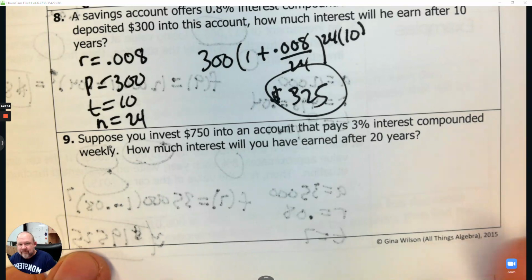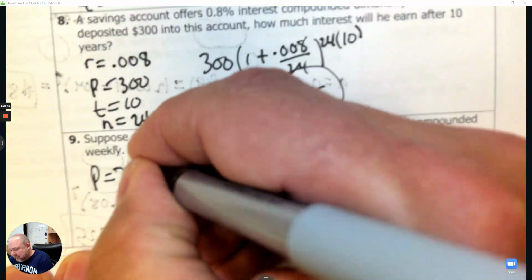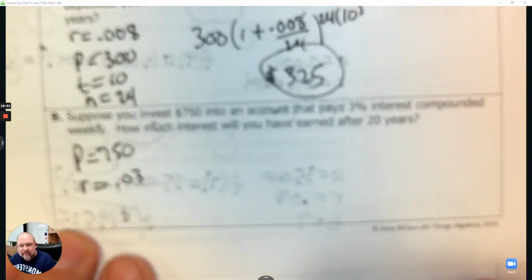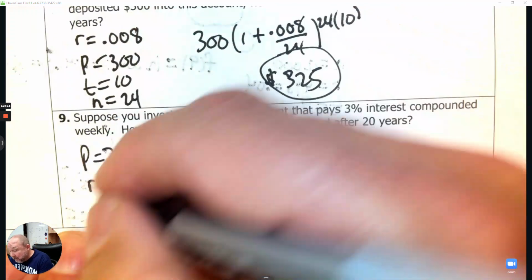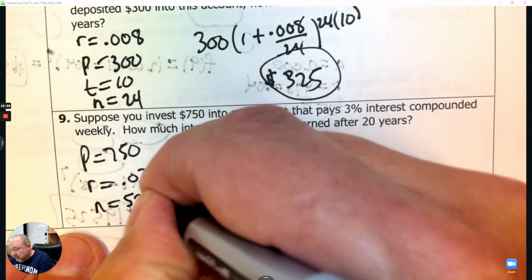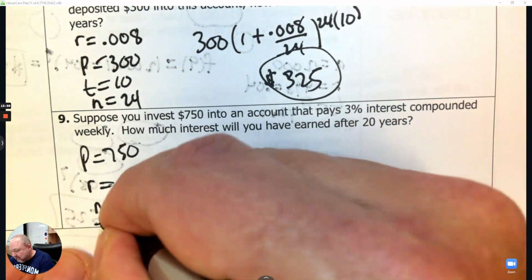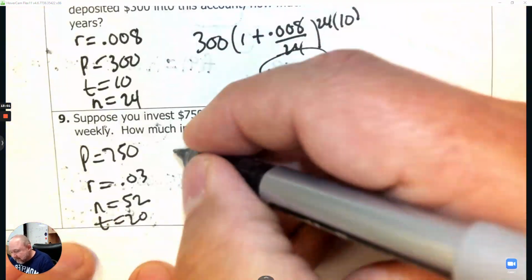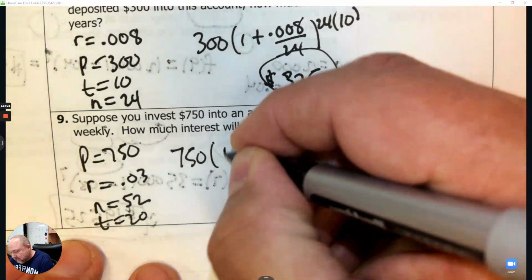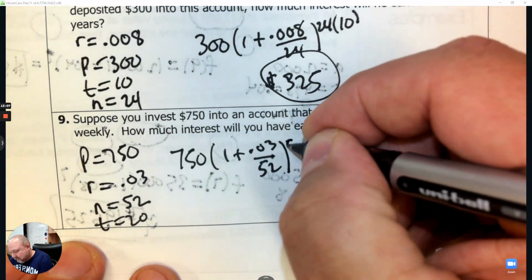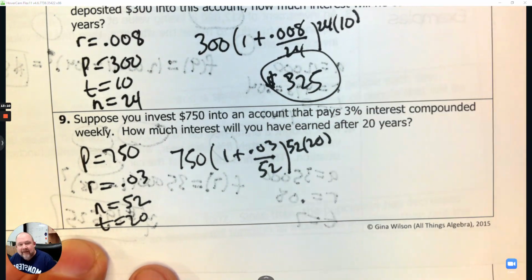Suppose you invest $750. That's my initial amount. 3%. That's my rate as a decimal. That's 0.03. Compounded weekly. Just so you know, there's 52 weeks in a year. How much will you get after 20 years? So T is 20. And then the formula. So we plug into the formula. And then get your answer.